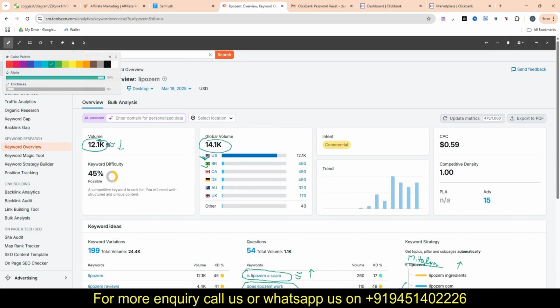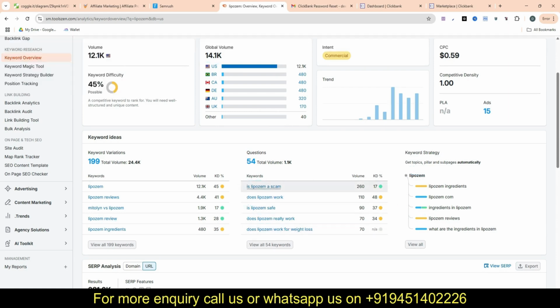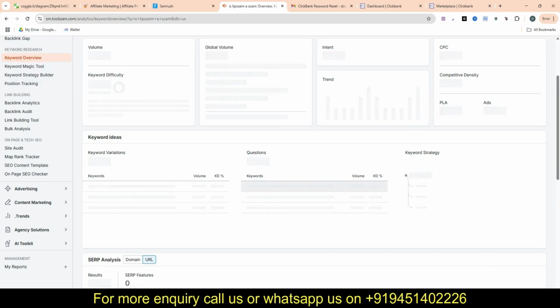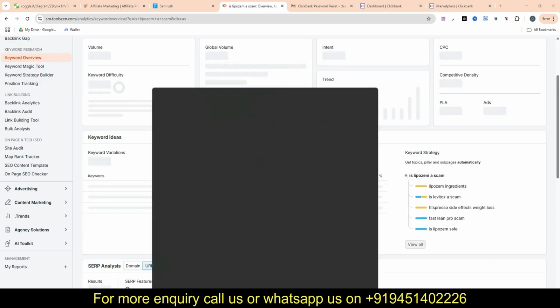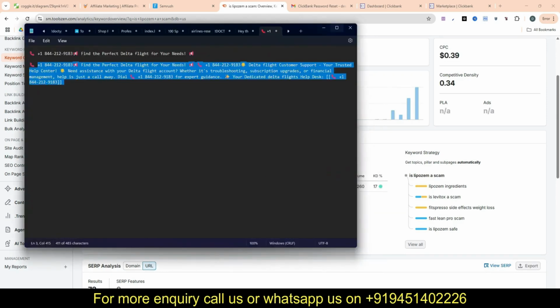Alright, now I will focus on negative keywords such as Lipojam scam. Does Lipojam really work? Does Lipojam work for weight loss? I will focus on these topics, and my article will revolve around these keywords. Let me create a notepad because I will note down the keywords I will work on. Alright.